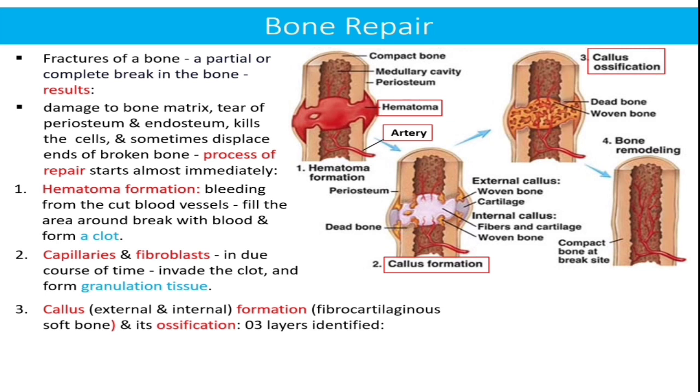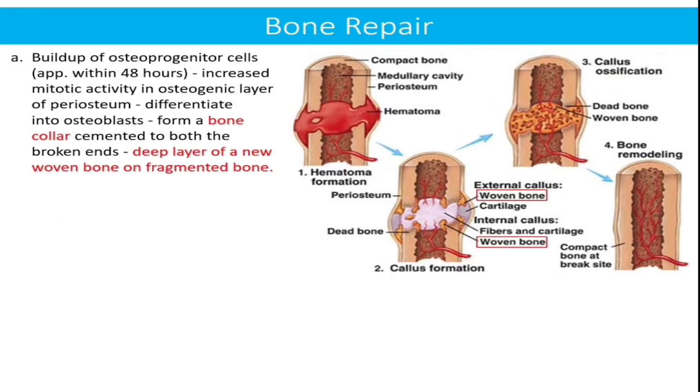Three layers are identified during this callus formation and its ossification leading to formation of the bone. Approximately within 48 hours, due to increased mitotic activity in the osteogenic layer of periosteum, there is a buildup of osteoprogenitor cells, which differentiate into osteoblasts and form a bone collar which is cemented to both the broken ends. This represents the deep layer of new woven bone on the fragmented bone.